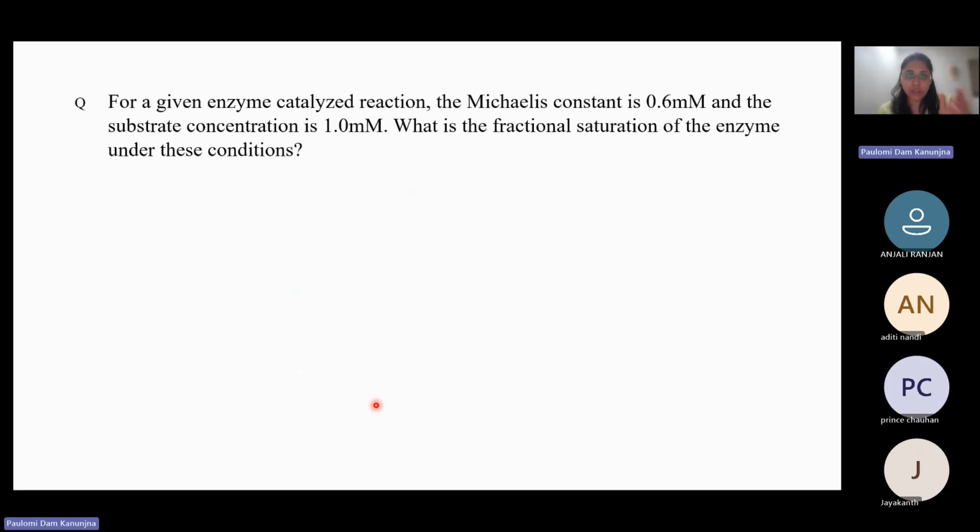Okay, yeah, next question. For a given enzyme catalyzed reaction, the Michaelis constant is 0.6 millimole and the substrate concentration is 1 millimole. Again, what is the fractional saturation of the enzyme under this condition? Same kind of question, same kind of logic.